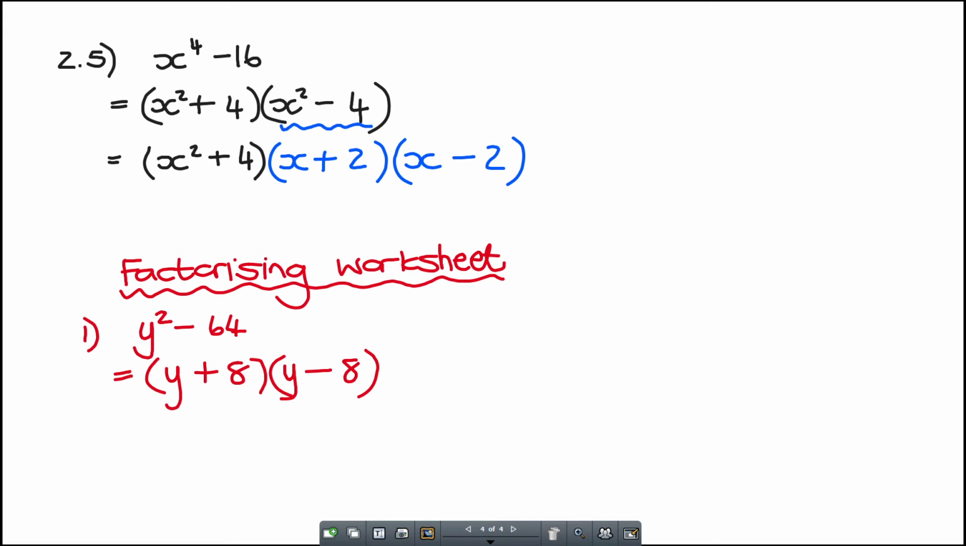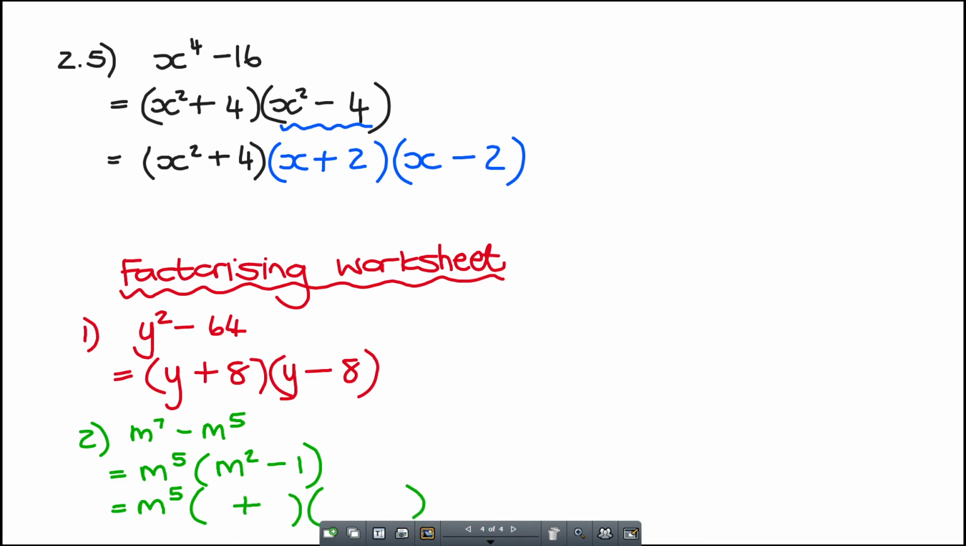Okay, number 2. M to the power of 7 minus m to the power of 5. I can take out a common factor there of m to the power of 5. So m squared minus 1. Don't forget about the 1. Then, are we done there? No. That m squared minus 1 can go further. That will become 2 more brackets, one with a plus, one with a minus. Square root of m squared is just m, and square root of 1 is 1. You guys good there?